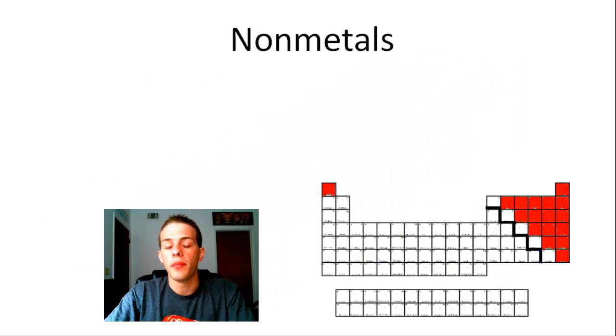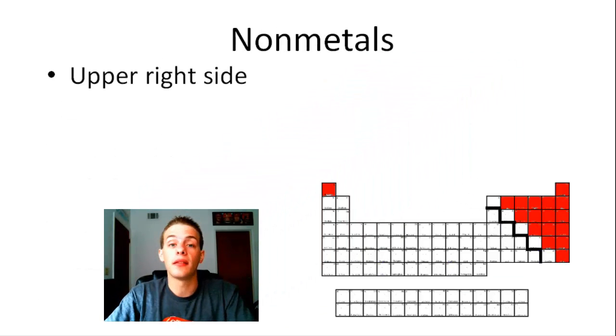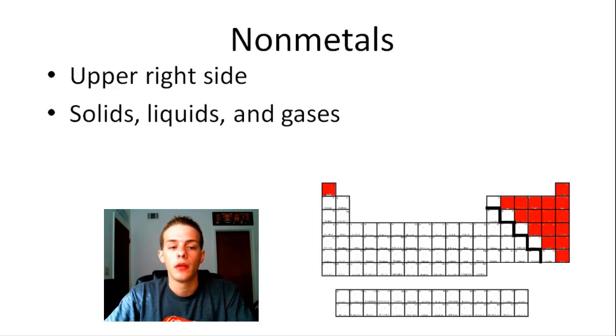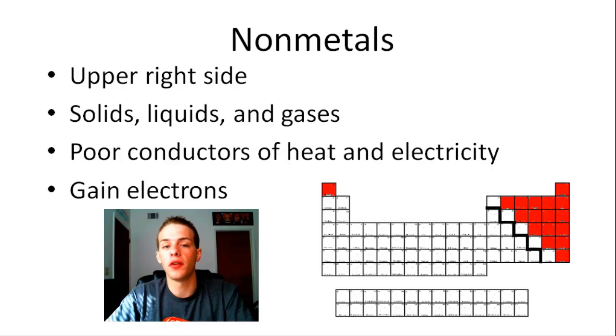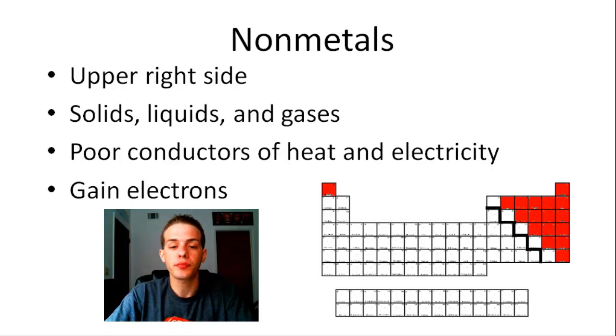Now let's talk about nonmetals. Nonmetals are on the upper right-hand side of the periodic table. They can be solids, liquids, or gases. They are poor conductors of both heat and electricity, and they tend to gain electrons when they undergo chemical changes. So again, metals lose electrons, nonmetals gain electrons. Both of these phenomena are very important, and we're definitely going to revisit that later on.